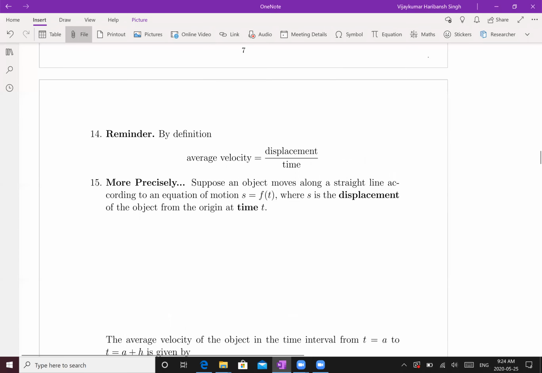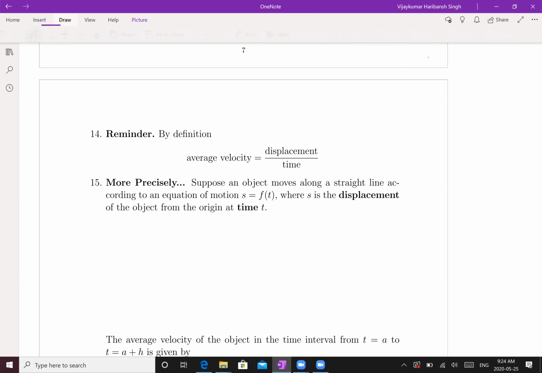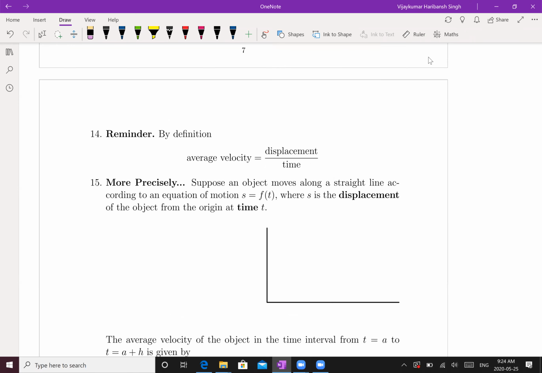So now, what is an average velocity? Average velocity is displacement over time. So let's see, what does it mean? Suppose you have a particle.